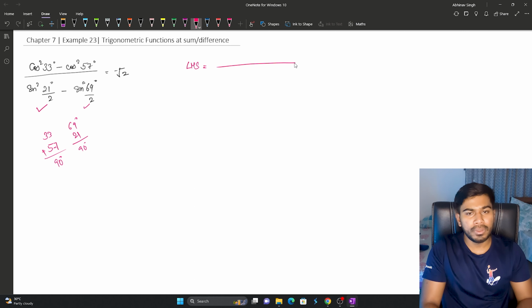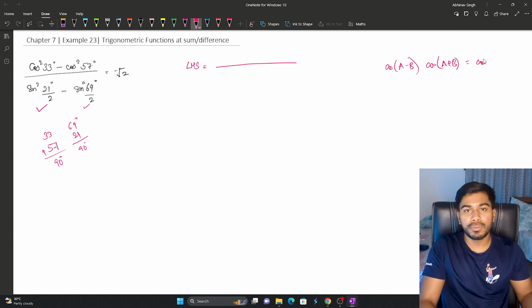So the denominator we know how to do, sin² a minus sin² b, but what about the numerator? There is cos² a minus cos² b. You cannot write it as cos(a minus b) into cos(a plus b). Why? Because cos(a minus b) into cos(a plus b) is equal to cos² a minus sin² b. But here you have cos terms. So how can we break this down?